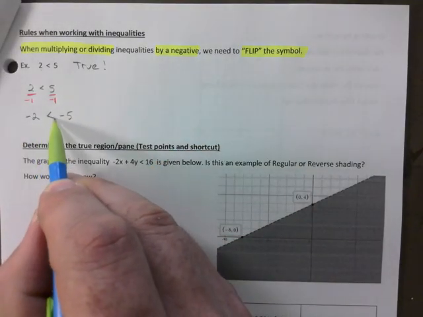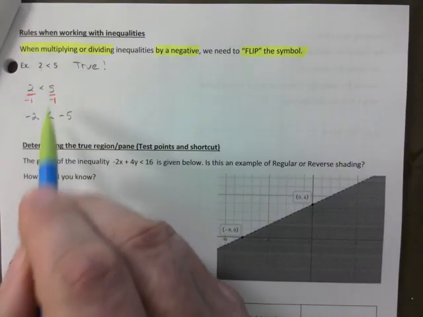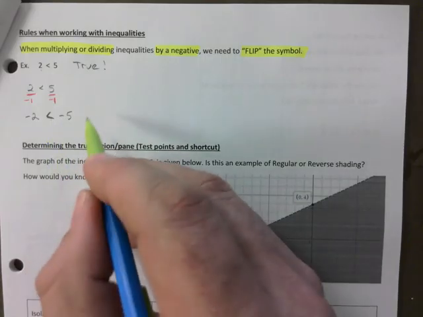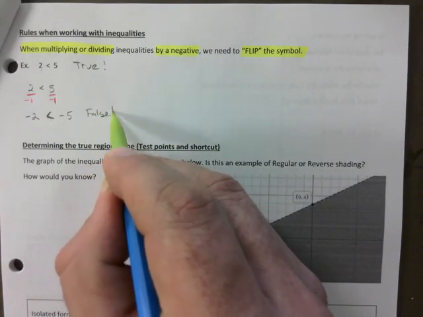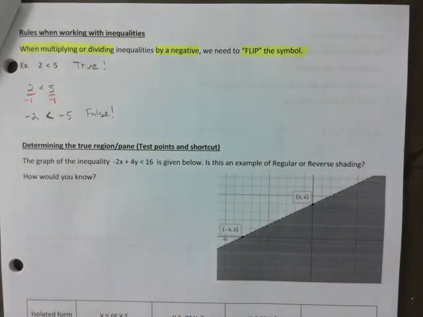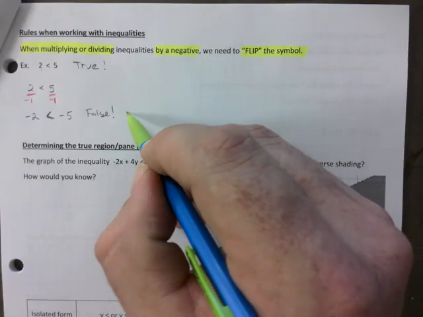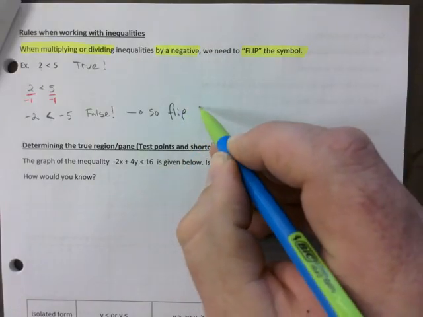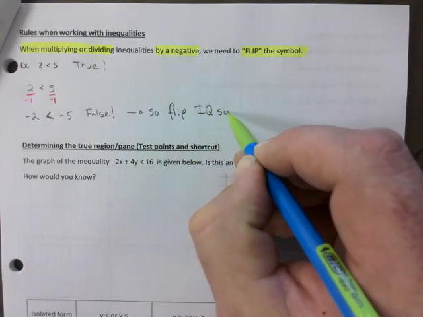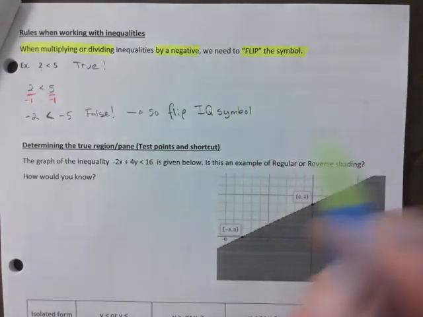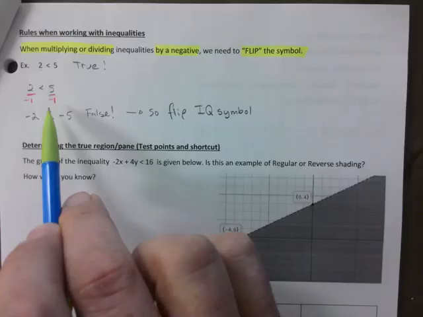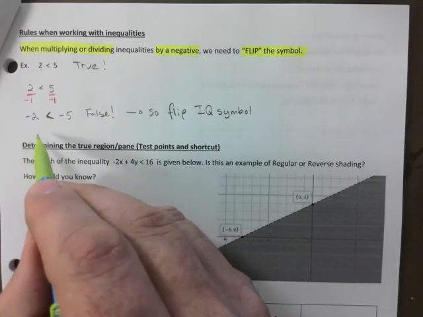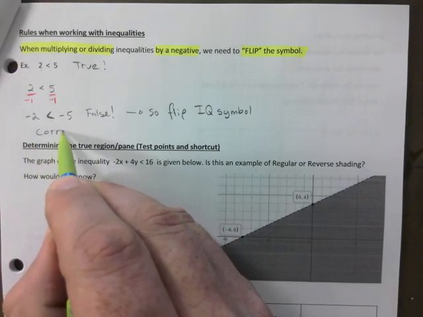If I were to keep the inequality symbol the same, pointing the same way, is this statement true? This is false. Okay. Therefore, flip the inequality symbol. So from now on, when we multiply or divide by a negative, we will have to immediately flip that. Okay. So correction.